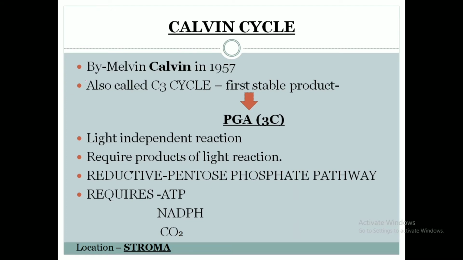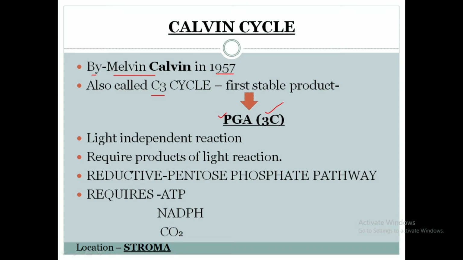So the Calvin cycle was discovered by the scientist Melvin Calvin in 1957, and this cycle is famously known as the C3 cycle because it is phosphoglycerate, which is the first stable compound formed in this cycle, which is a 3-carbon compound.